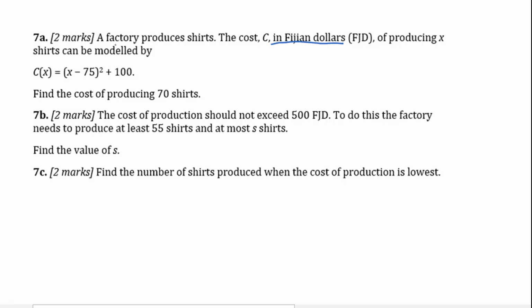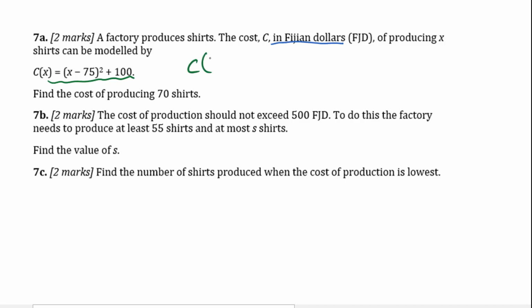Let's go to number 7. A factory produces shirts. The cost, in dollars, of producing x shirts can be modeled by C(x) equals (x − 75) squared plus 100. Find the cost of producing 70 shirts.